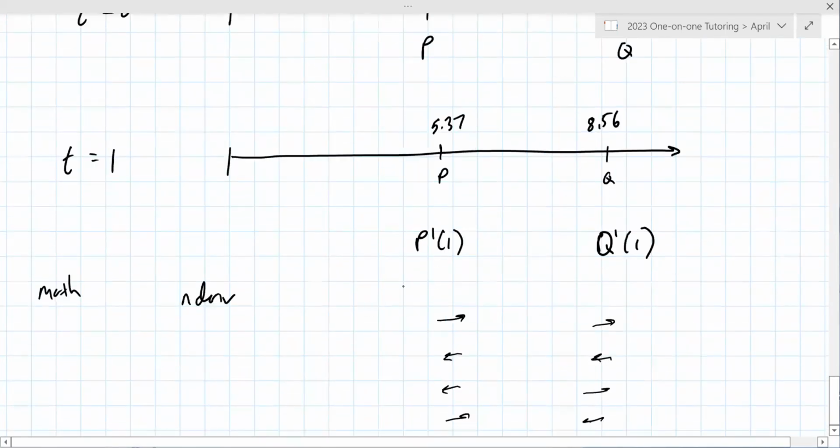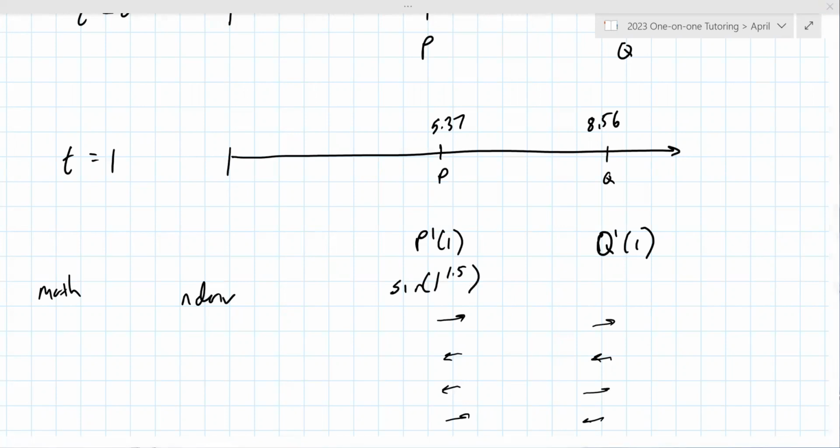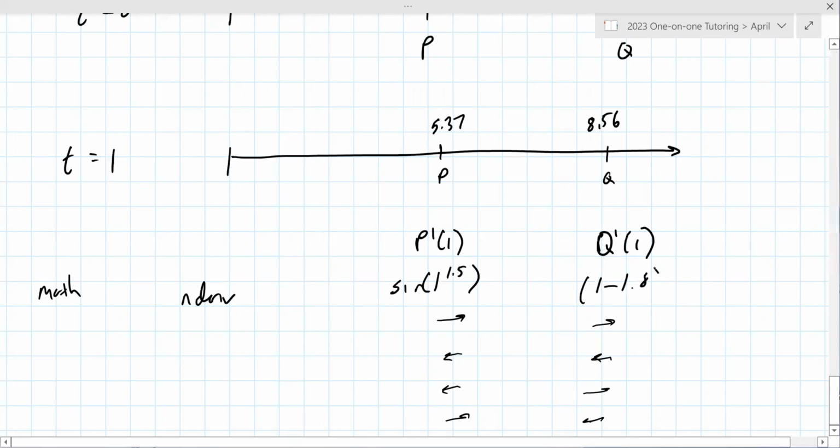To be clear, we have to find sine of 1 to the 1.5 power. And then the second one is 1 minus 1.8 times 1.25 to the power of 1. We only need to know the sign of these, whether they're positive or negative. For the sine one, your mode has to be in radians because you don't know anything about degrees.